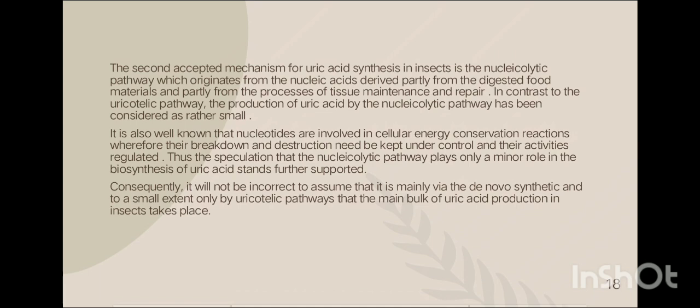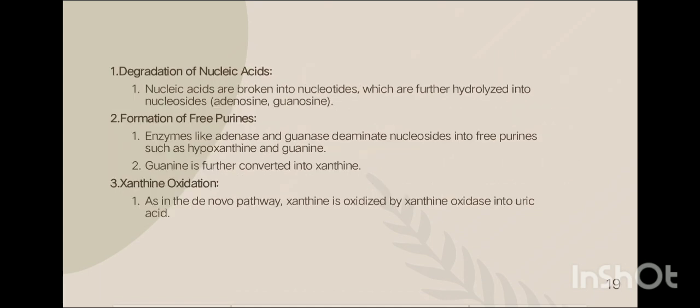And here is the nucleolytic pathway. First one is the degradation of the nucleic acid. The nucleic acids are broken into nucleotides which are further hydrolyzed into nucleosides, that is the adenosine and guanosine, and the formation of the free purines by the help of enzymes adenase and guanase, which deaminate nucleosides into free purines such as hypoxanthine and guanine.